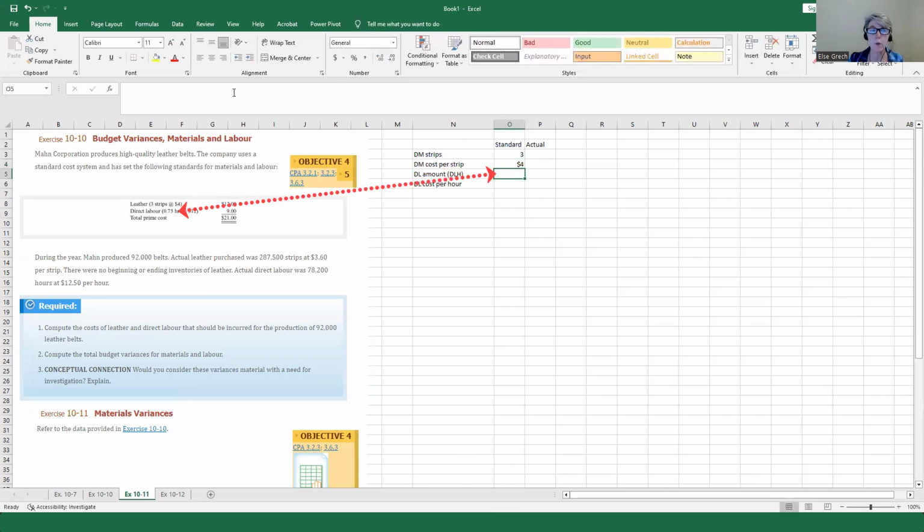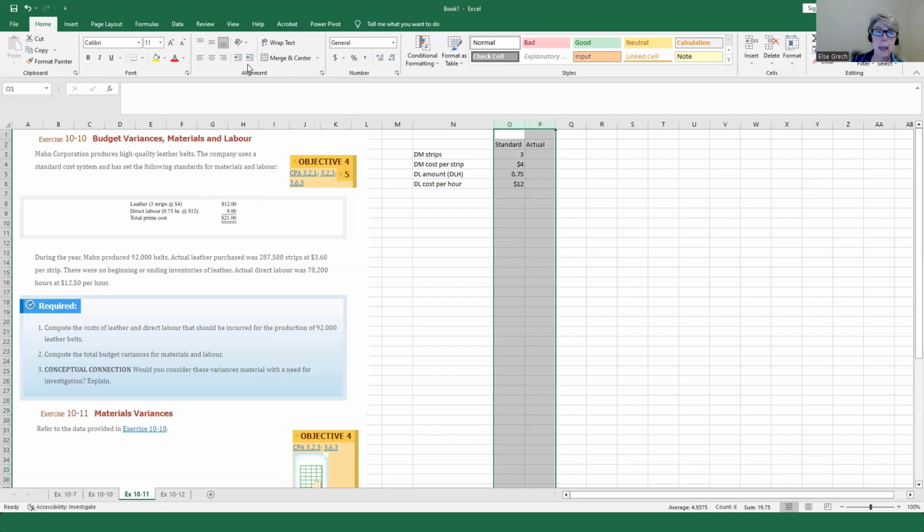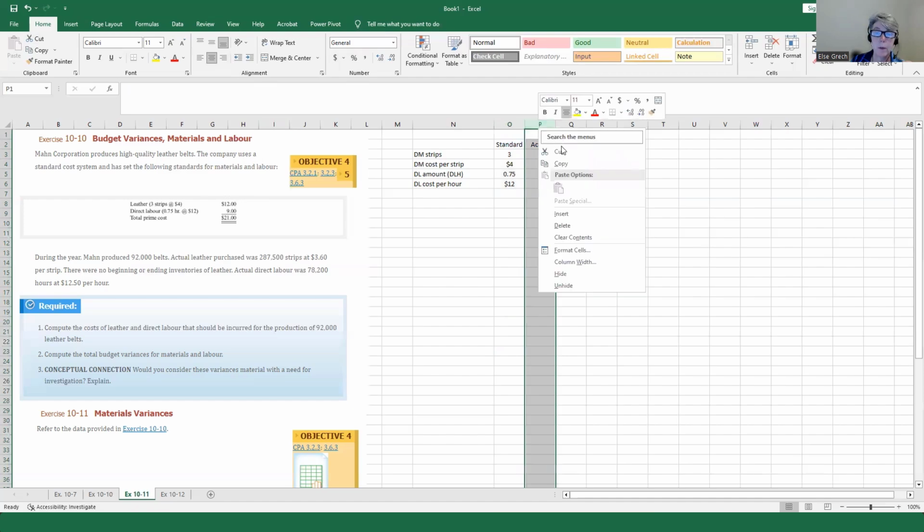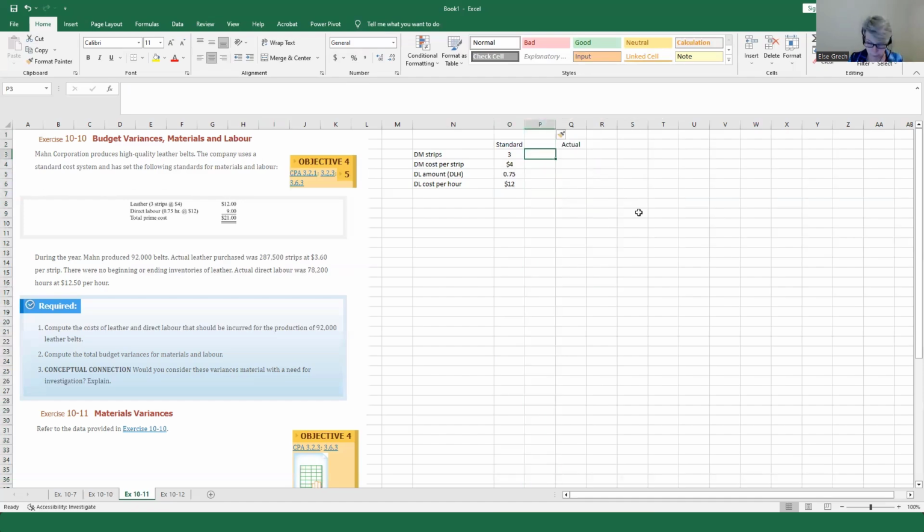It also says for direct labor, we need 0.75 of a direct labor hour, and the cost per hour is $12. These are all the standards. Now here they show us the total standard cost, but we're okay with not knowing that. Instead, what we need is the standards and the actuals. So I now have the standards. I'm going to give it one space in between because I want to put the word strips. This is per strip, this is hours, and this is per hour.